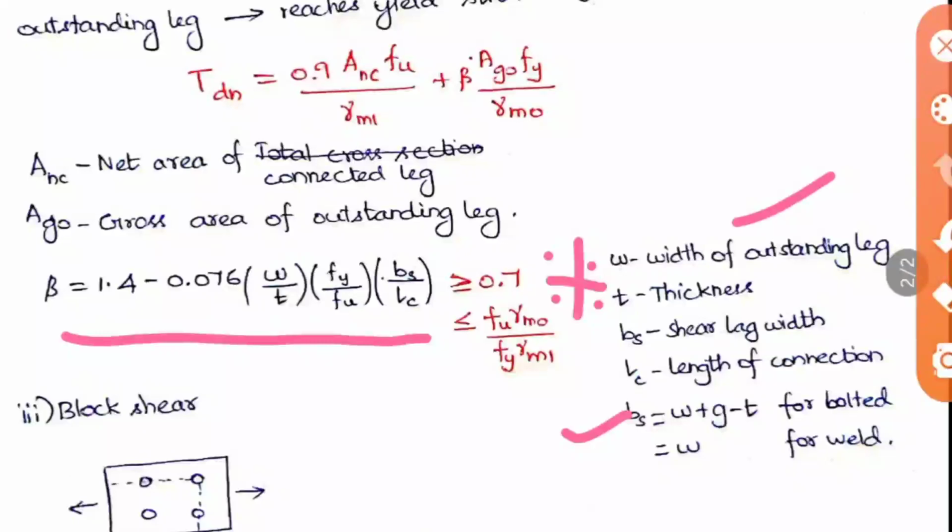So this is all about beta, and Ago is nothing but the gross area of the outstanding leg, whereas in this Anc it is the net area of the connected leg. Okay, so this formula is based on the connected leg, and this formula is based on the outstanding leg, into Fy by gamma M0. So this was all about this angle connection.